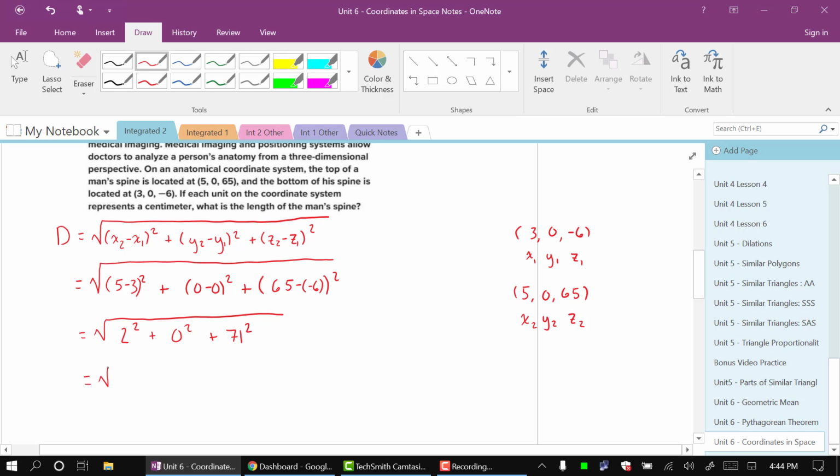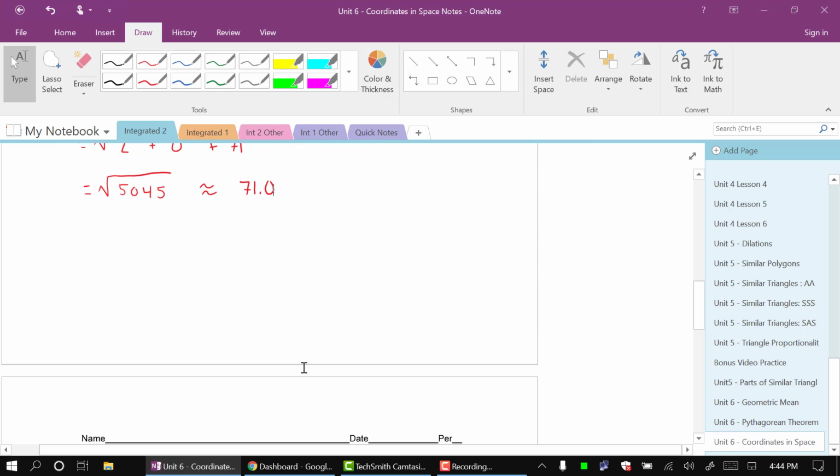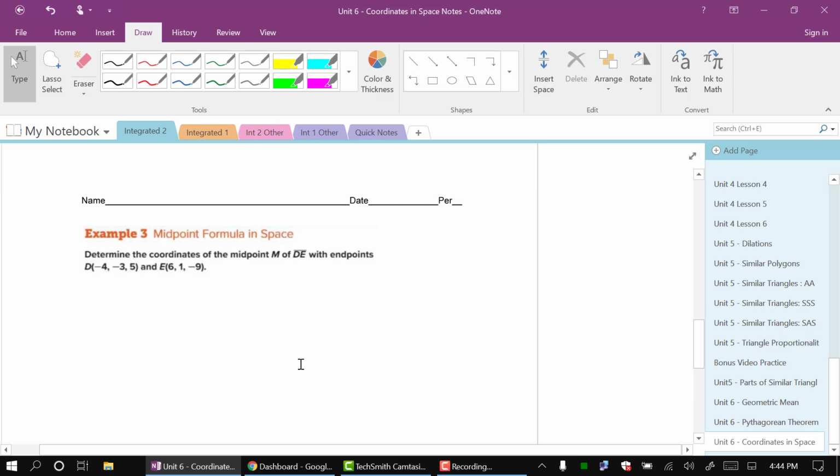When we square it out, add it up, we end up getting 5,045. And when we take the square root of 5,045, we get about 71.0. So the length of the man's spine from this imaging is about 71. All right. Let's take a look at the next example.